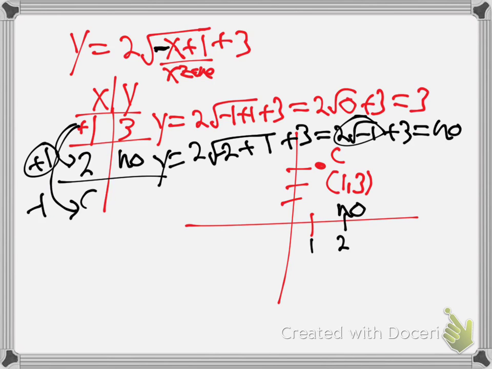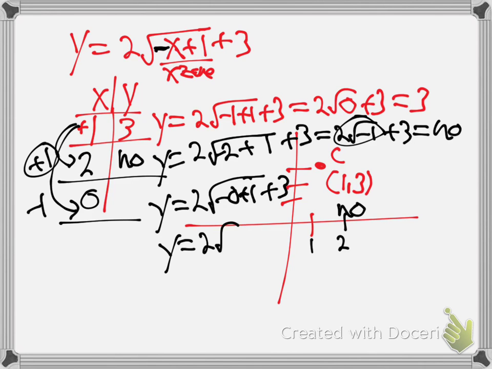So subtract one, that'd be 0. Now it'll work fine. Plug in the 0, minus 0 plus 1, with the plus 3 on the outside. What is that? 2 times the root of 1 plus 3. What is that? 5?